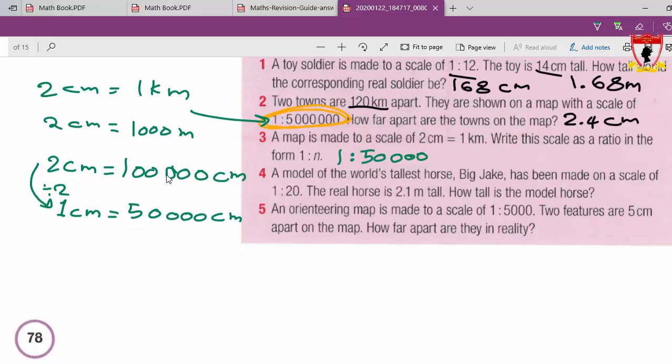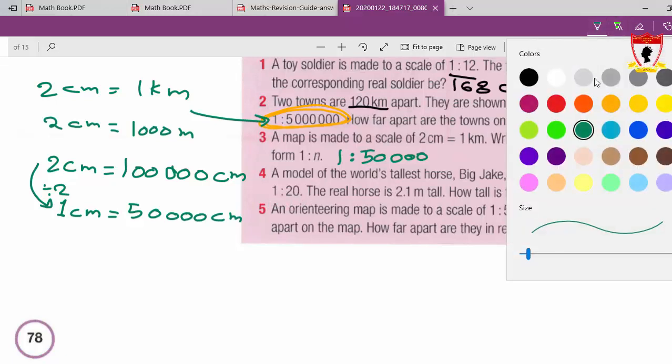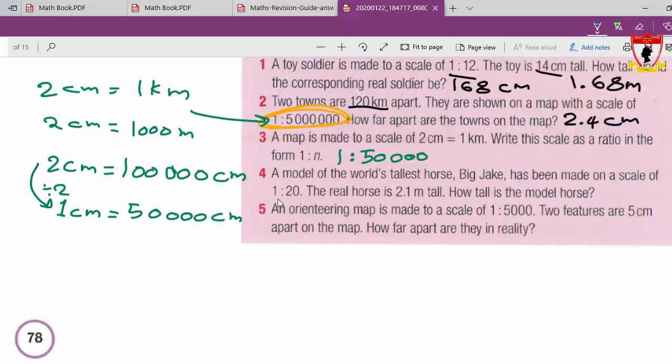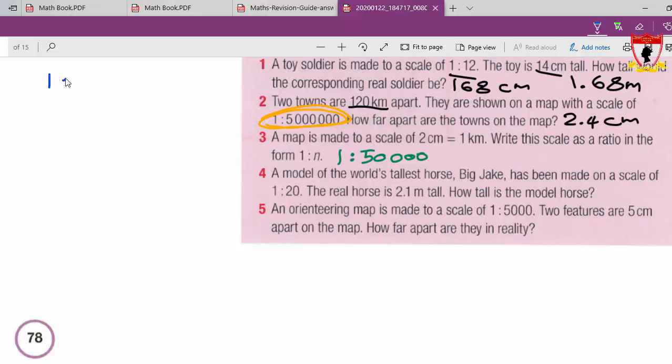Question 4. A model of the world's tallest horse, Big J, has been made on a scale of 1 to 20. The scale is 1 to 20. It means 1 centimeter of the model represents 20 centimeters of the real horse. Now, let's write it as a ratio and get the height of the model. Okay, the ratio is 1 to 20. And the real horse is 2.1 meters. This is the real horse.